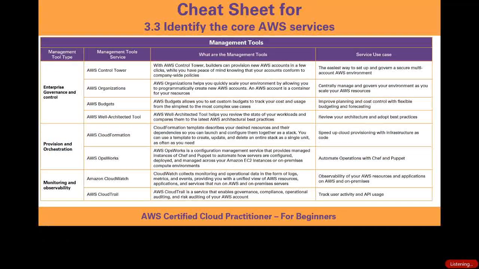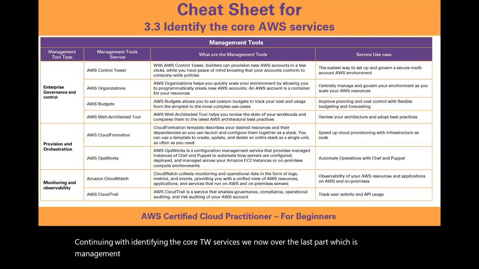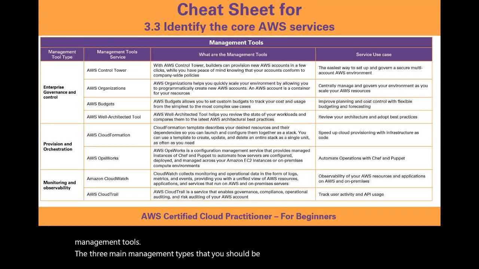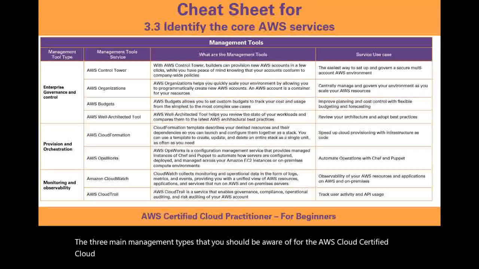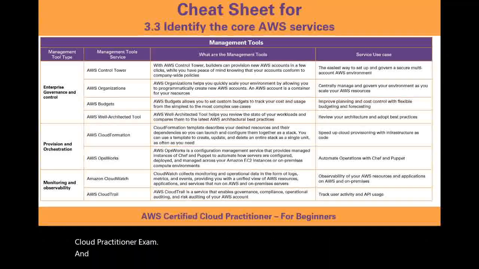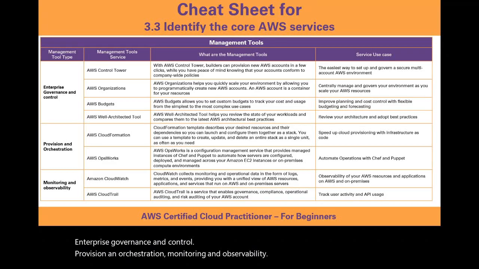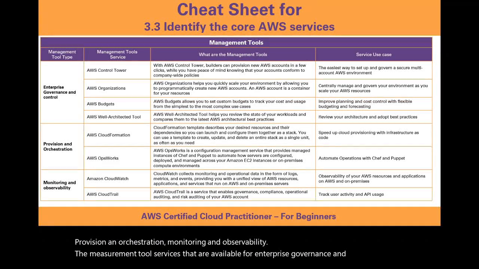Continuing with identifying the core AWS services, we now go over the last part, which is management tools. There are three main management tool types that you should be aware of for the AWS Certified Cloud Practitioner exam: enterprise governance and control, provisioning and orchestration, monitoring, and observability. The management tool services available for enterprise governance and control are: first, AWS Control Tower.